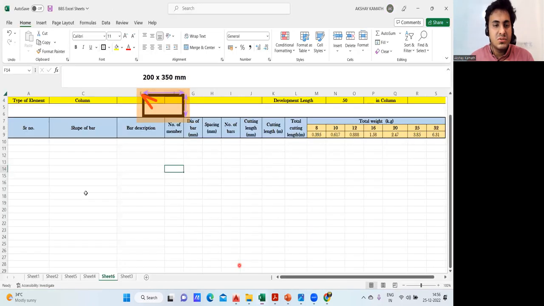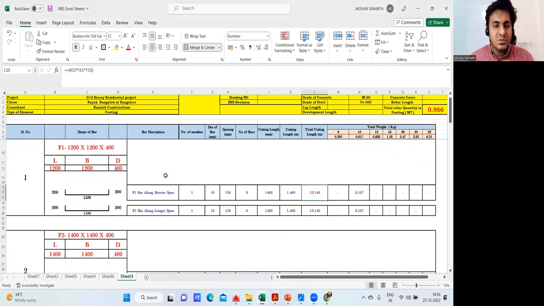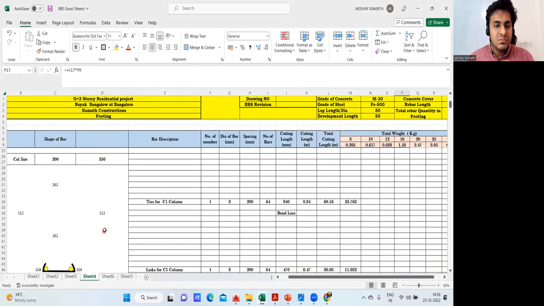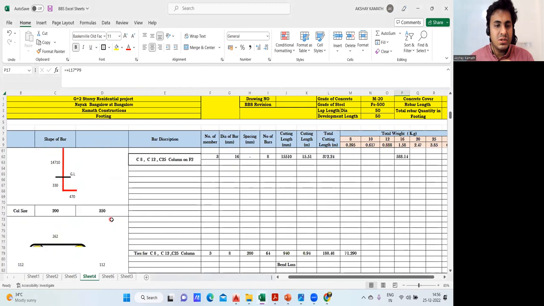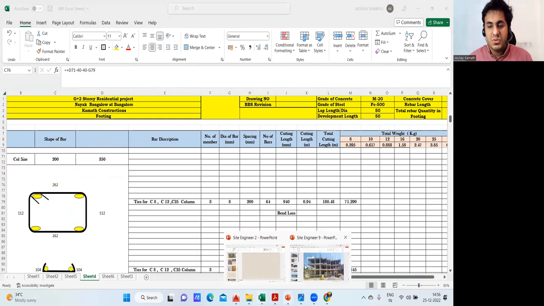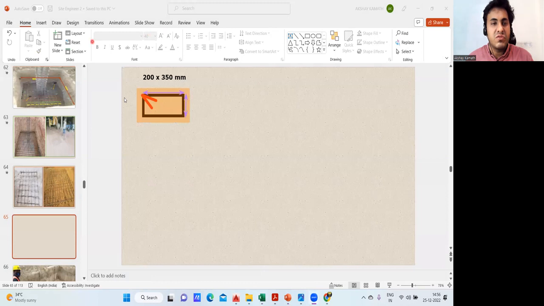So go to the Excel sheet. You'll see what I've done here. Okay, fine. We'll start from here. So how do you find the cutting length of this? First, I'll find this cutting length. This is 350 for me. If you want, I'll write that also. Let me drag it out. Okay, this is the column size, and this is 350.